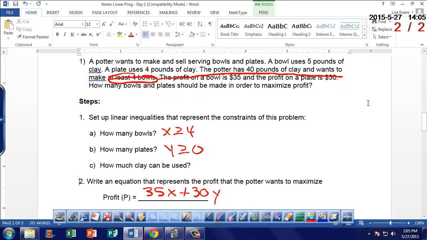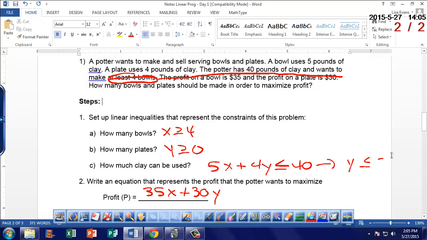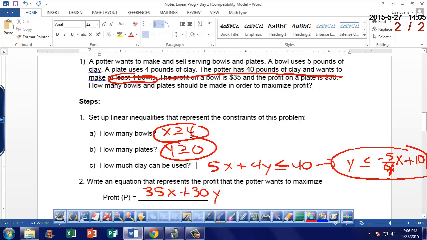Now, what didn't we take into account? The amount of clay. So a bowl uses 5 pounds of clay. A plate uses 4 pounds of clay, and we only have 40 pounds, so less than or equal to 40. Now, I know I need to put this on my graphing calculator, so I'm going to go ahead and rearrange this. Once I rearrange it, I get this. Oops, this is 5/4 x plus 10. So I'm putting this on my graphing calculator, this on my graphing calculator, and this on my graphing calculator.